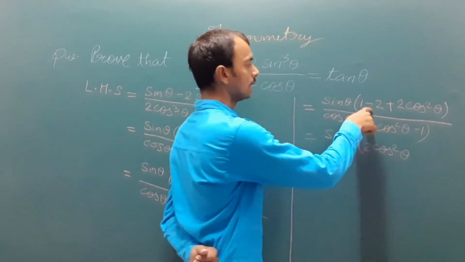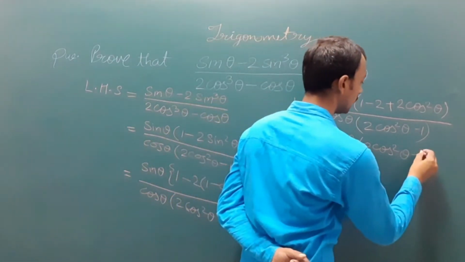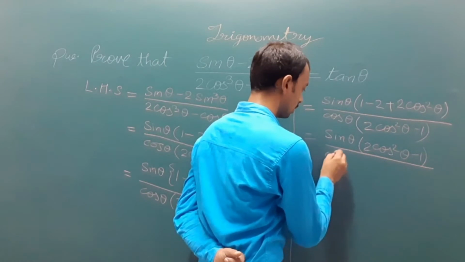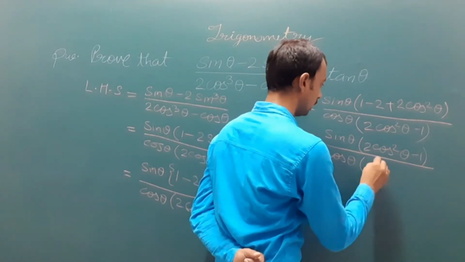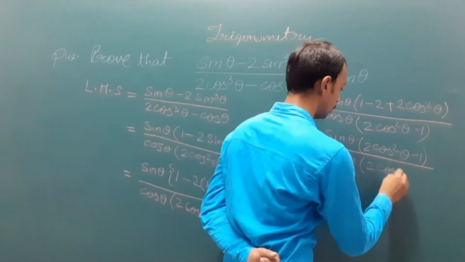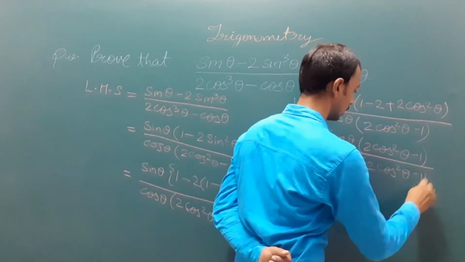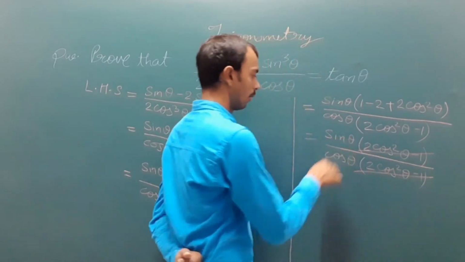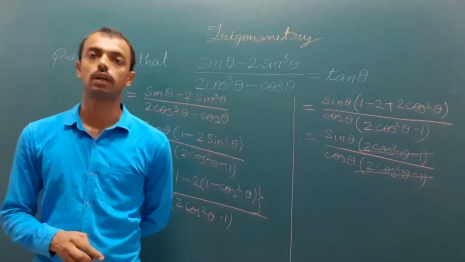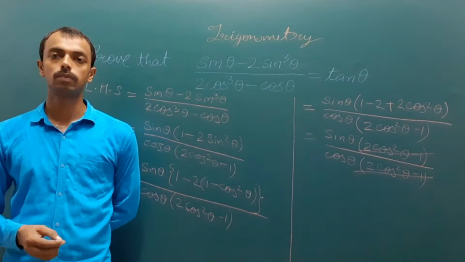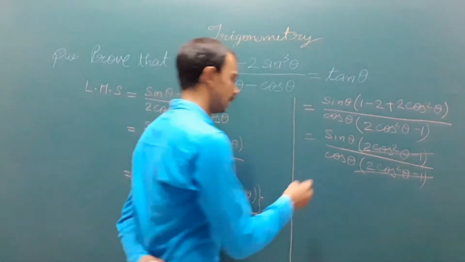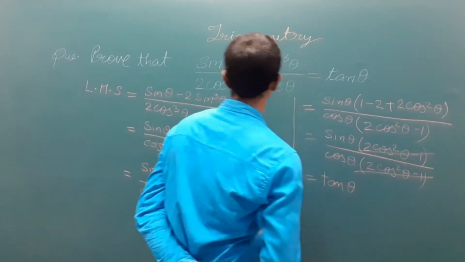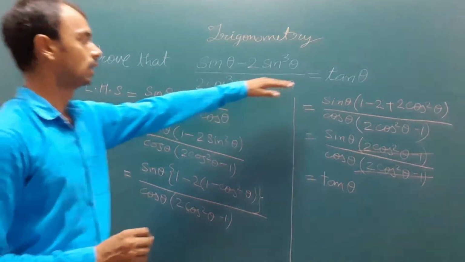This 2 minus 2 plus 1 will give me minus 1 upon cos theta into 2 cos square theta minus 1. Now I can cancel it out. Now I have sine theta upon cos theta. And what is the value of sine theta upon cos theta? That is tan theta. So I have tan theta. This is my right hand side, tan theta.